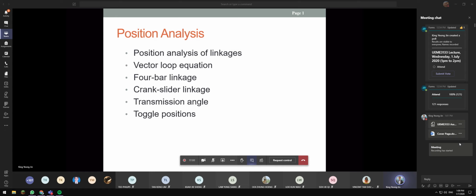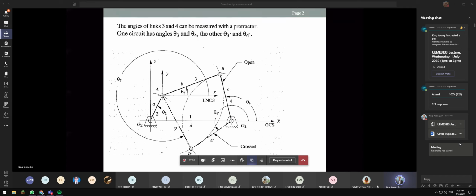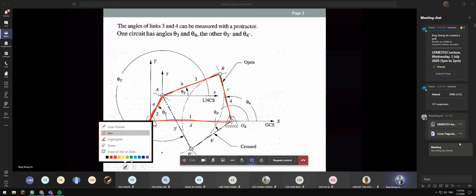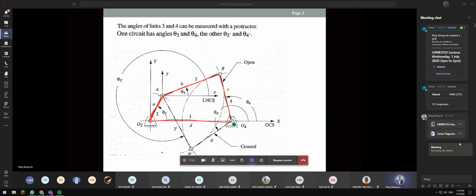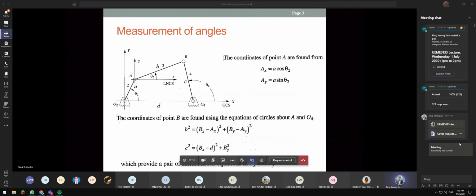Right? So we are in the position analysis here. Okay. So just to recap, this is a 4-bar linkage. So we have link 1 here, link 2, link 3, link 4. So this is one of the positions, because when you start to rotate it, your linkage can also look like this: link 1, link 2, link 3, link 4. So it depends on how you arrange your linkage, how you design your linkage.